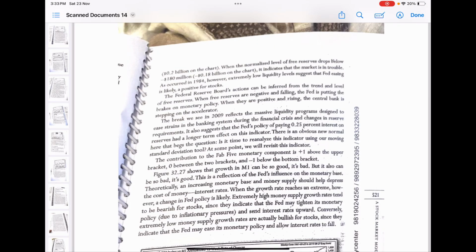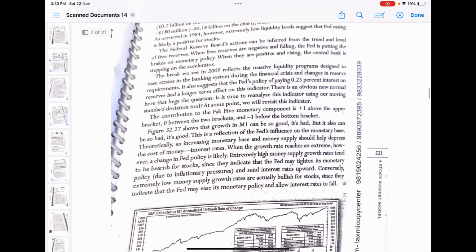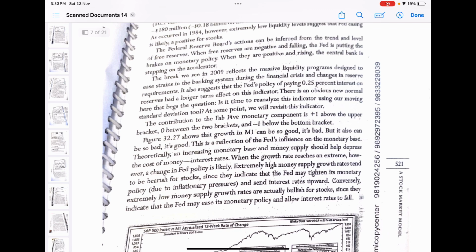When the normalized level of free reserves drops below minus 180 million, it indicates that the market is in trouble. As occurred in 1984, however, extremely low liquidity levels suggest that Fed easing is likely a positive for stocks. The Federal Reserve Board's actions can be inferred from the trend in level of free reserves. When free reserves are negative and falling, the Fed is putting the brakes on monetary policy.